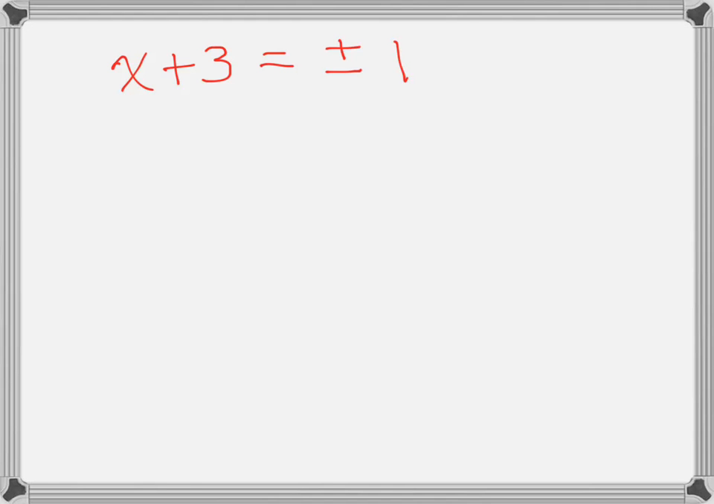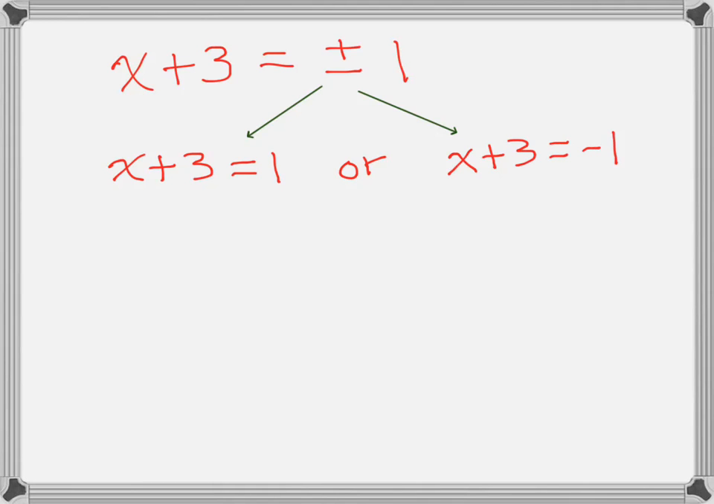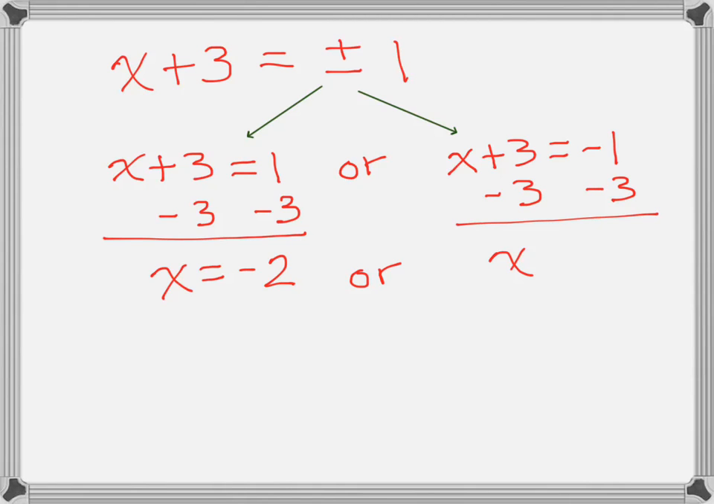But what does that plus or minus symbol mean? It means that in one case we could have plus 1 on the right, or in the other case we could have negative 1 on the right. So we write two equations, and then we'll solve each equation one at a time. To solve the first equation, we subtract 3 and we get x equals negative 2. To solve the equation on the right, we're also going to subtract 3, but we get negative 4. We think these are our two solutions.